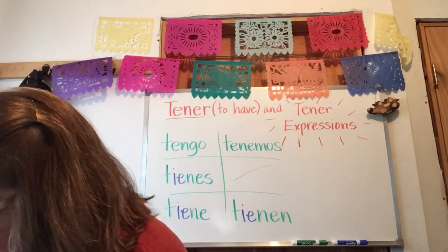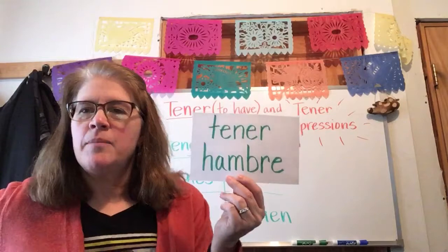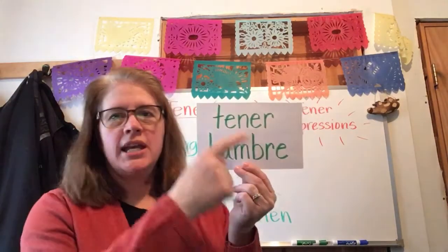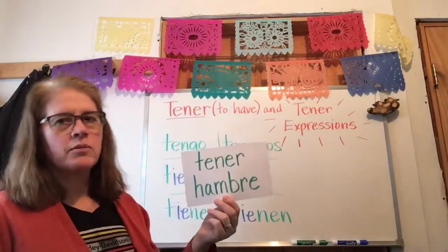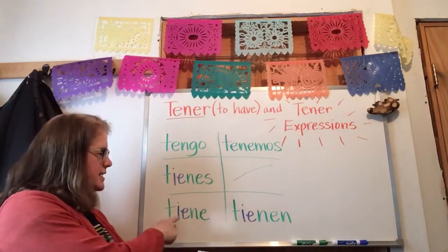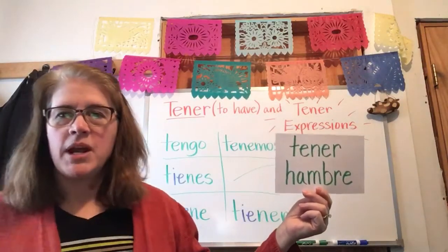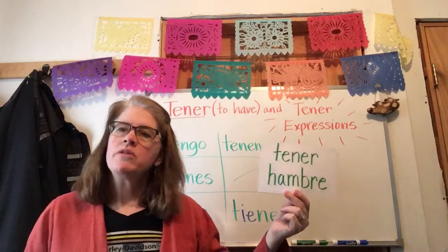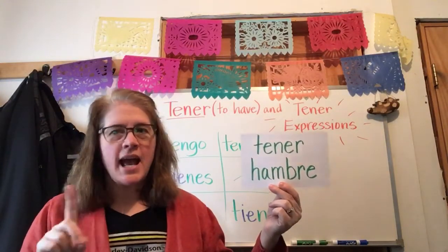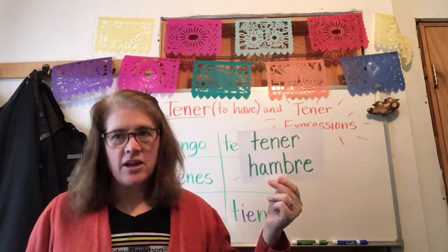All right, let's say that your best friend gets home from school and he's hungry. He is hungry. So which form do we want? Él tiene hambre. Sí, él tiene hambre. He is hungry. What would this mean, clase? Él no tiene hambre. Correct. He is not hungry.